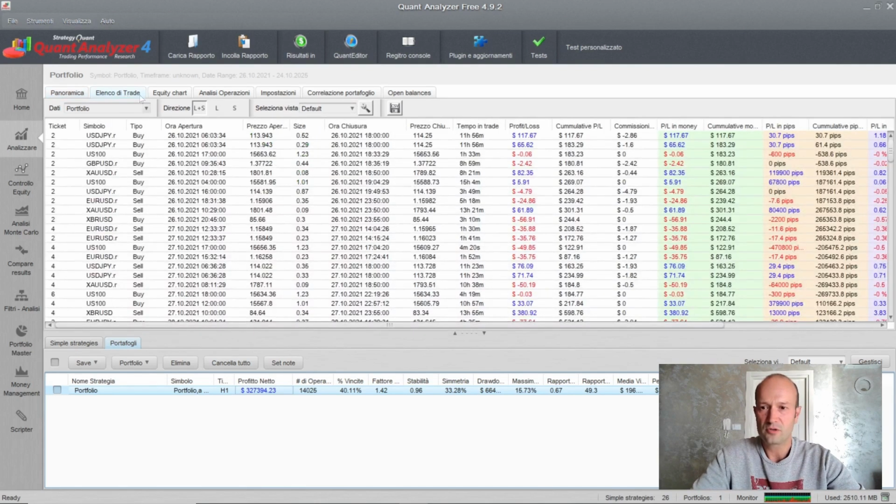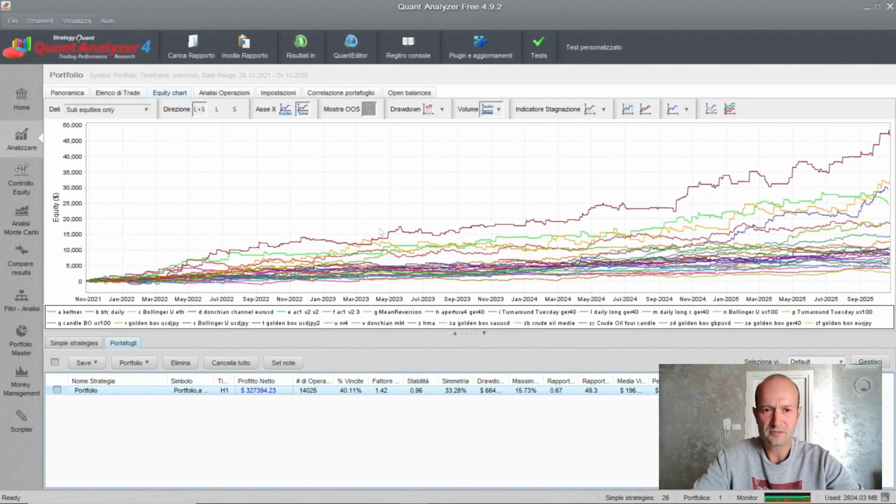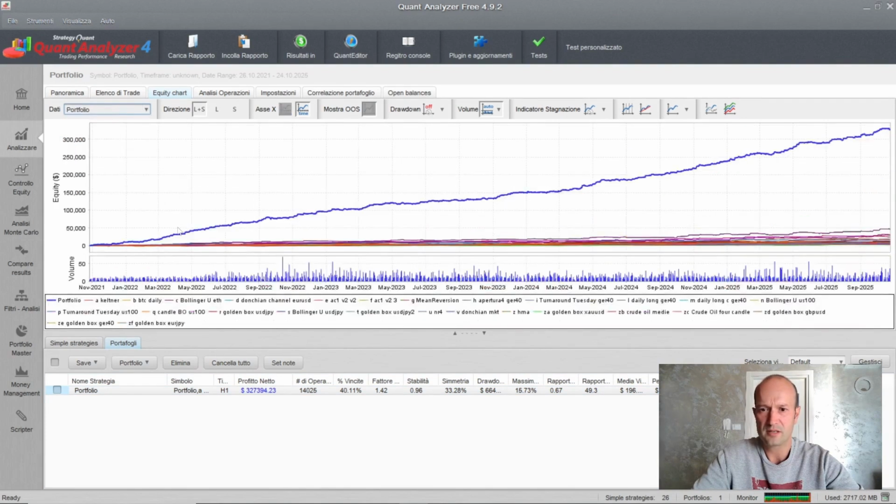We have the list of all the trades. If we want to look at them, they're in chronological order. Then we have the equities. At this point, we can see all the equities of our strategies. If we want, we can also add the portfolio here. As we can see, you can't see them all anymore because the portfolio is very large, but we can see the overall equity of our portfolio.